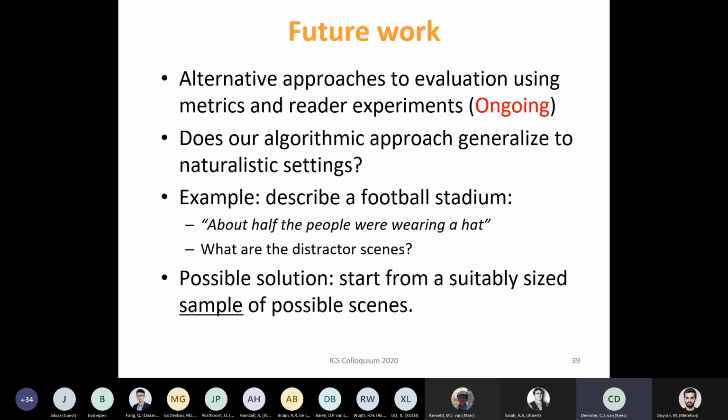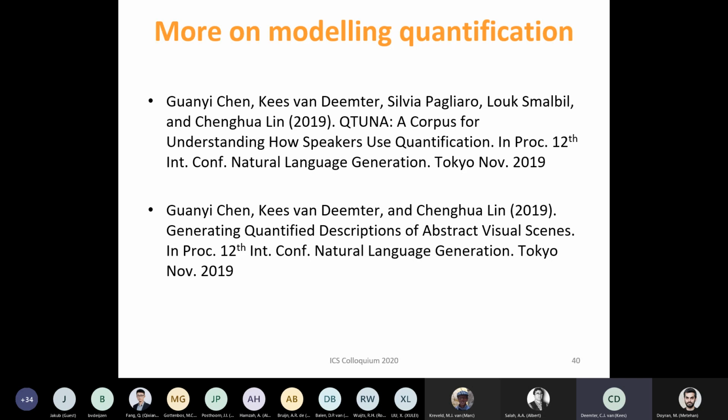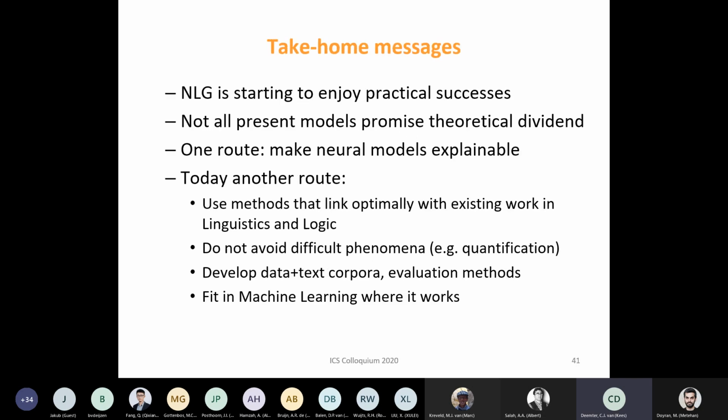Right. So in future, we want to look at new metrics and different reader experiments. They're actually ongoing at the moment. And we want to look at more naturalistic settings, because the simple geometric images that we're looking at the moment are, of course, rather simplistic, if you like. Here you see some preliminary publications that we have at the moment, and here are then finally some take-home messages about this approach as a whole.